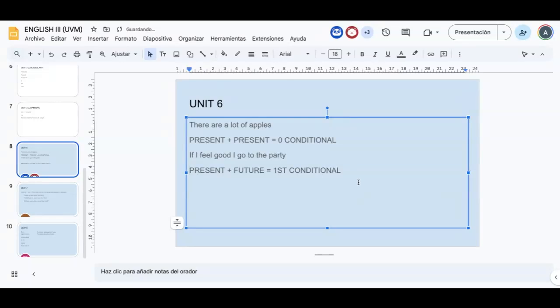So present plus present, zero conditional. Present plus future, first conditional. If I finish my homework, I will go for a walk. This is the first conditional. But the second conditional is simple past plus present conditional. And this is the second conditional.